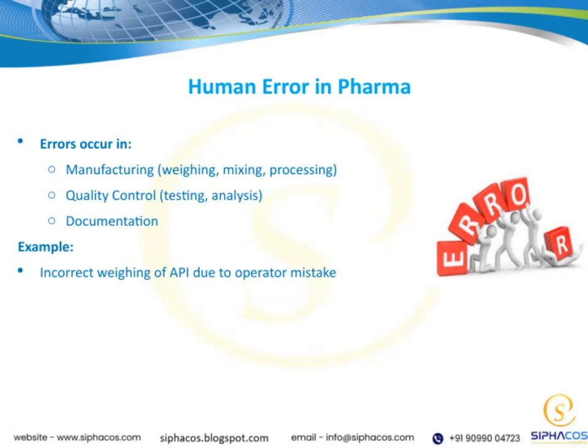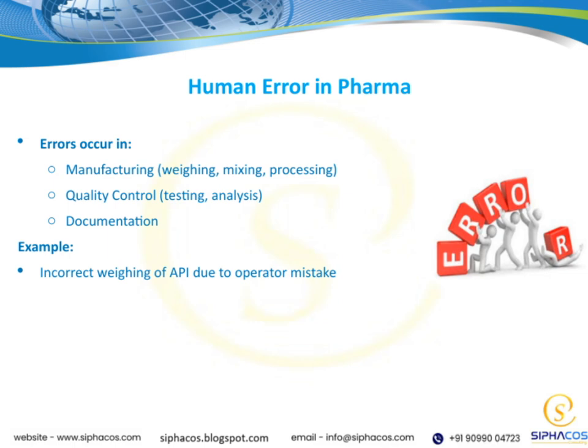Let's take a closer look at human error in the pharmaceutical industry. Errors can happen in several key areas. First, manufacturing processes such as weighing, mixing, and processing are all vulnerable to mistakes. For example, an incorrect measurement during weighing can lead to significant issues down the line. Then, we have quality control, where testing and analysis are performed to ensure product safety and efficacy. Human errors here can compromise the entire batch. Lastly, documentation is another critical area. Inaccurate or incomplete records can cause misunderstandings and errors later on.